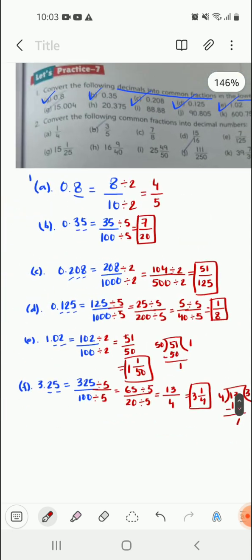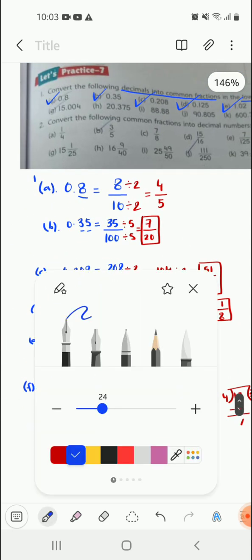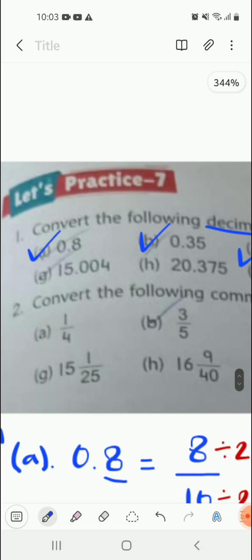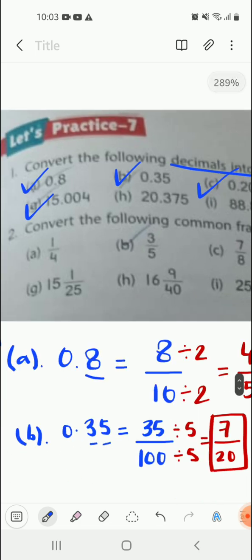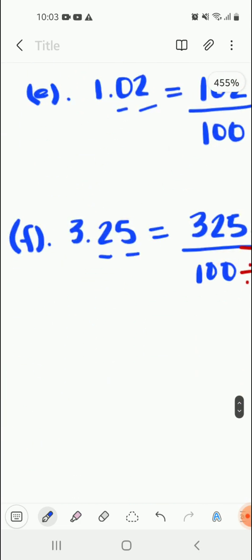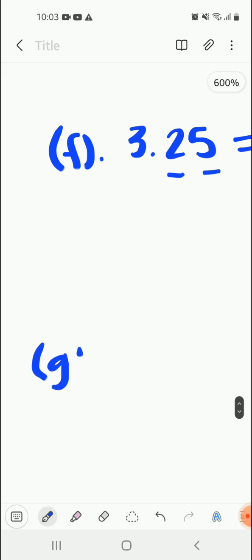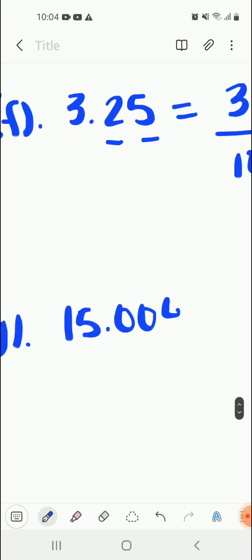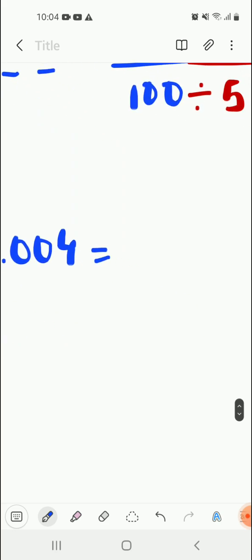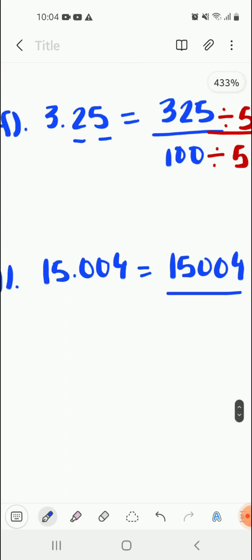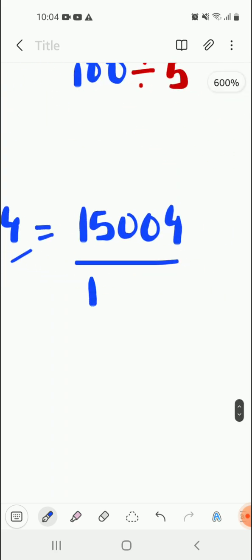Moving on to the next question, that is number G, 15.004. So let's write 15.004. We will write it down as 15004, that is the number without the decimal places. Then check the decimal places, 1, 2, 3. So there will be 1 and 3 zeros.